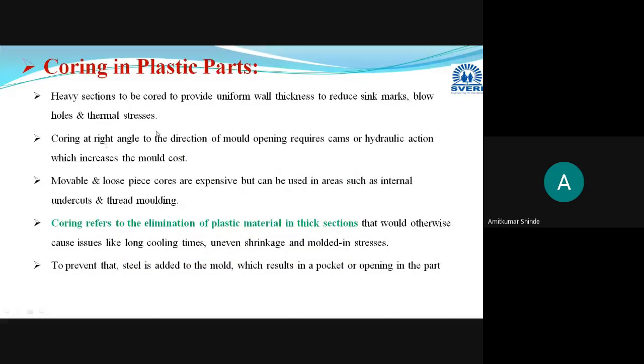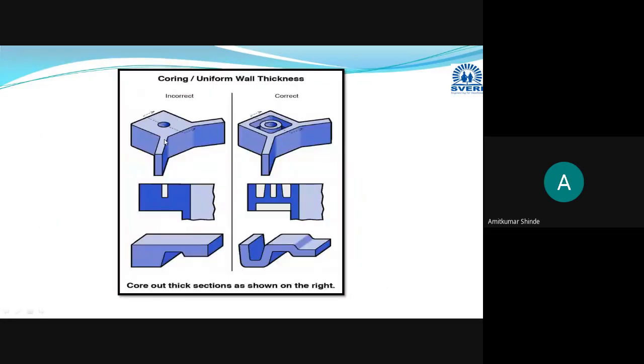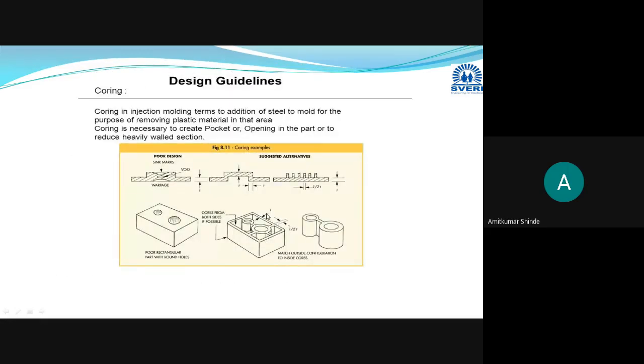Why coring? Heavy sections are cored to give uniform wall thickness. In these heavy sections, sink marks, voids, and stresses will be there. To eliminate that and give uniform wall thickness, steel material is introduced to remove the extra plastic material, and uniform wall thickness is achieved. This is termed coring.